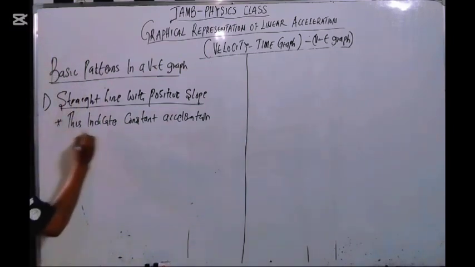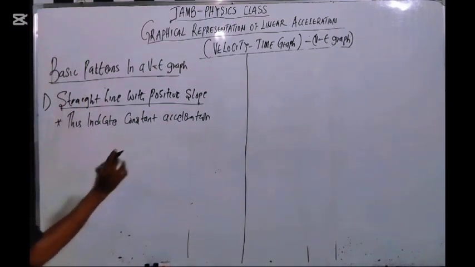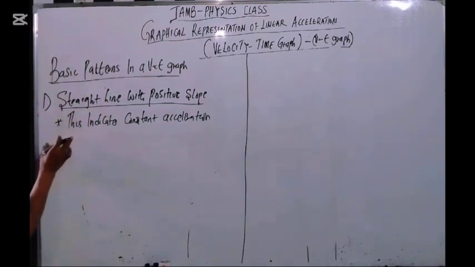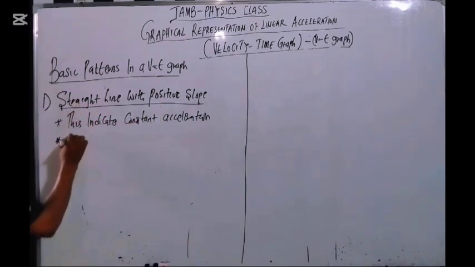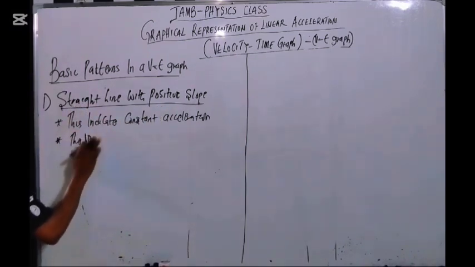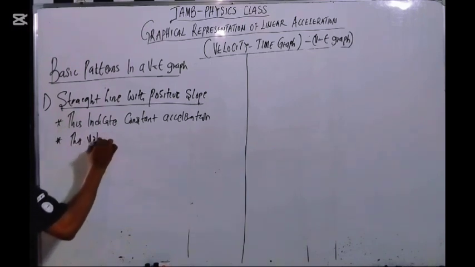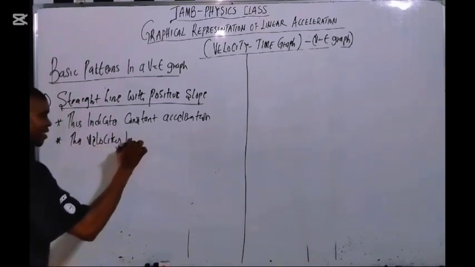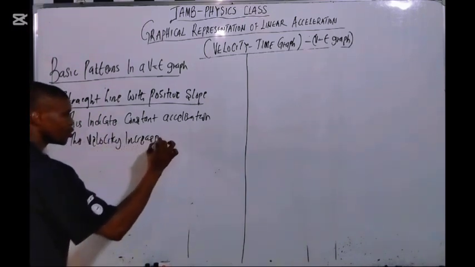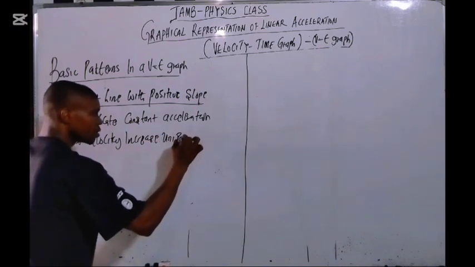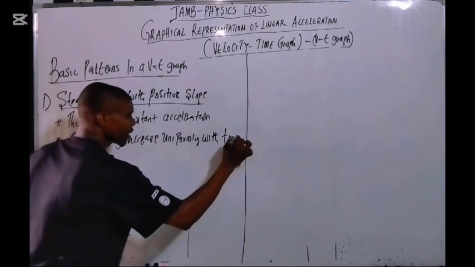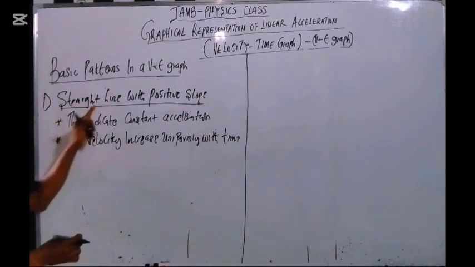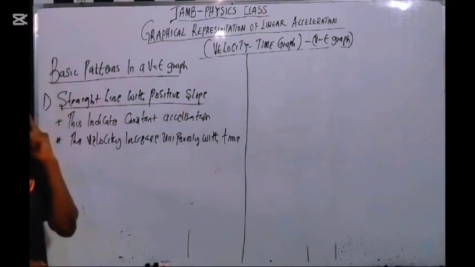Okay, this indicates what? Constant what? Acceleration. Now, the next thing we want to look at in this was straight line with positive slope. The velocity increases uniformly with time. Okay. So now when we talk about straight line with positive slope, please pay attention.